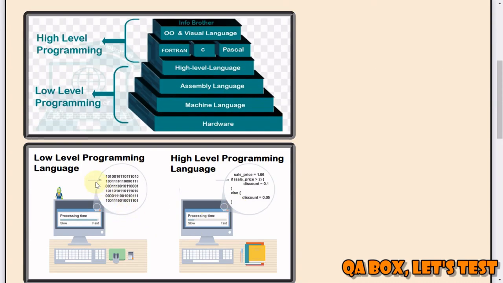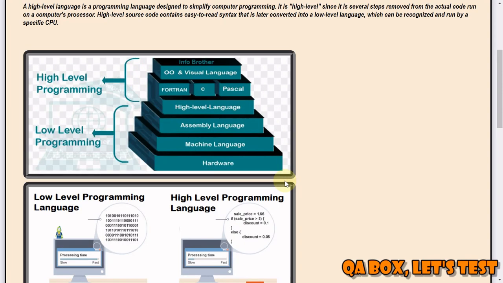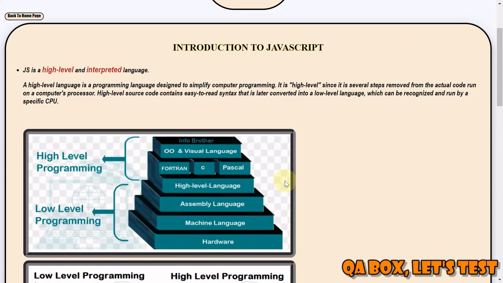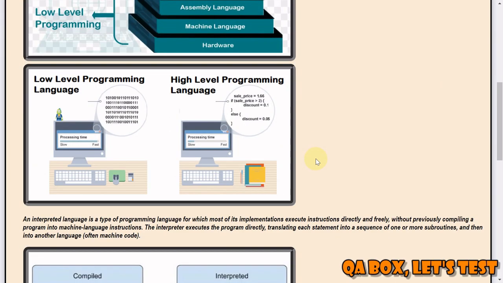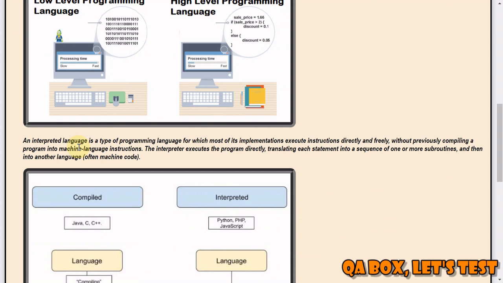All right, so something like this, if you could see, low-level programming language is something like this, 0 and 1. High-level, this is more readable, right? Now this whole transformation is being done by either compiler or interpreter. In case of JavaScript, this job is being done by an interpreter. All right, so now what is an interpreter? Okay, so it's a program which, as we have already explained, converts your high level program into low level. But what are the other steps involved in this whole process?